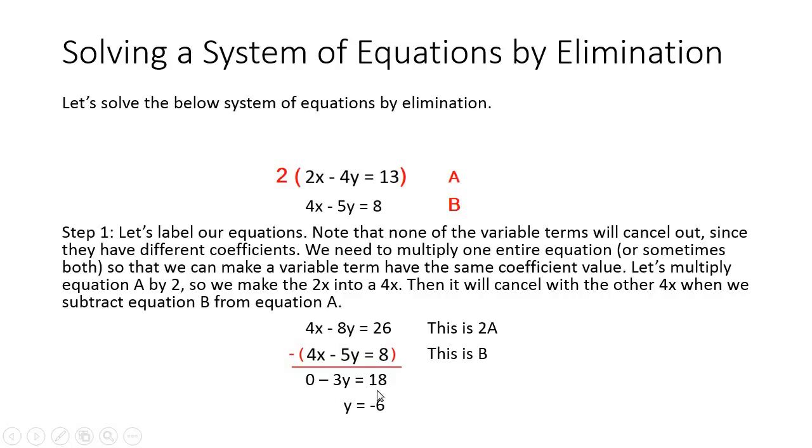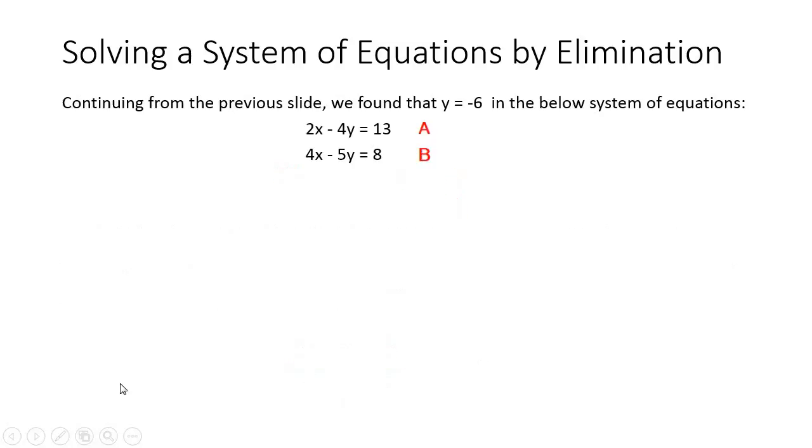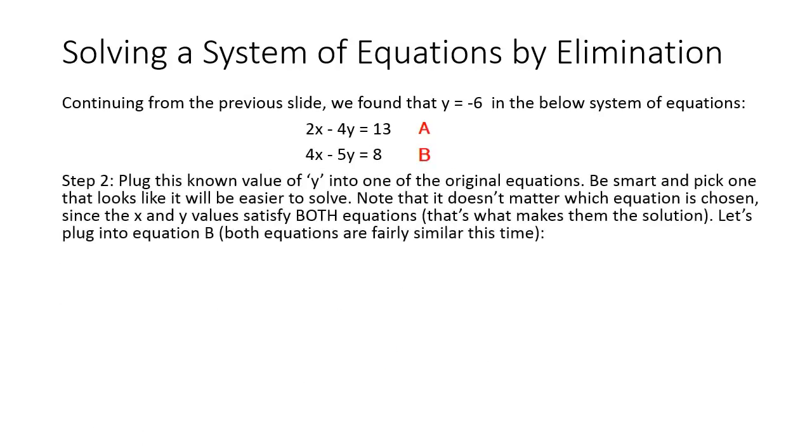And then dividing both sides by negative 3 to isolate our y, we get 18 divided by negative 3 is negative 6. So we found out what our y is that satisfies these two equations. Now we need to find the corresponding x. So step 2, plug this known value of y into one of the original equations. Be smart and pick one that looks like it will be easier to solve.